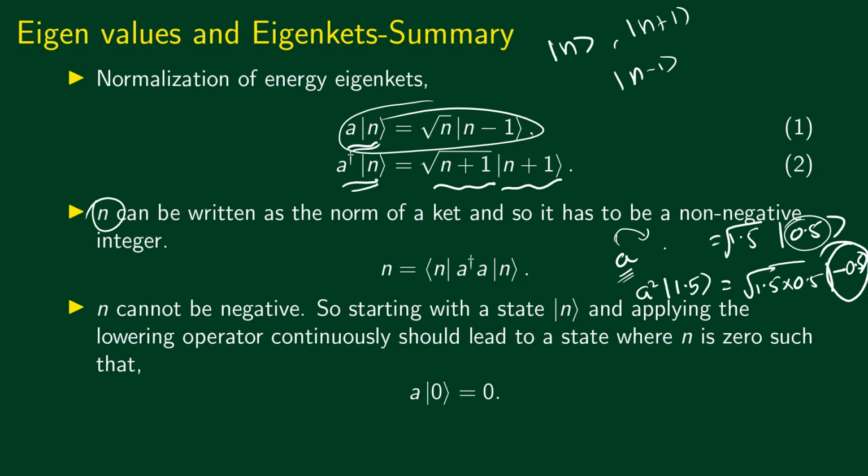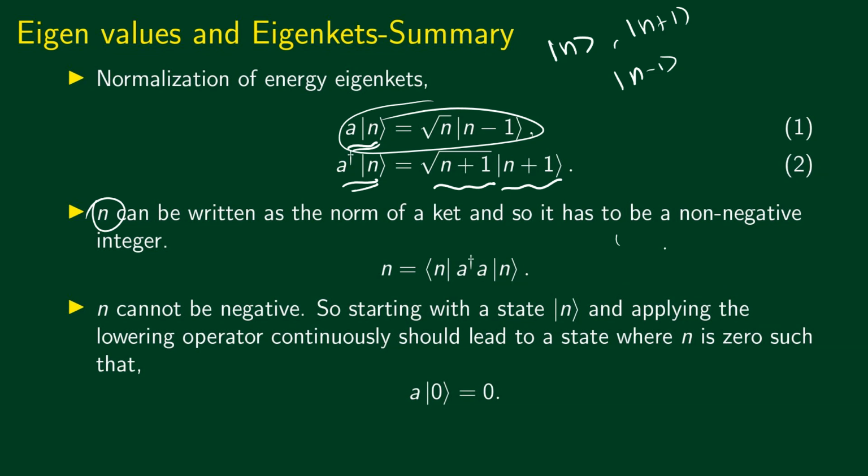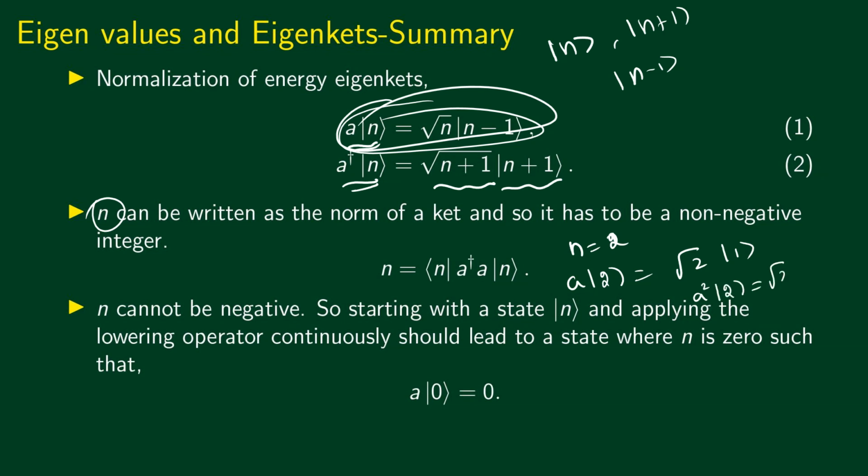However, if we start with an integer value for n, then applying the annihilation operator successively to it will take us to a state corresponding to n equal to 0. For example, suppose we start with n equal to 2. Applying the annihilation operator once to this state, according to this relation, this becomes square root of 2 multiplied by ket 1. We can apply the annihilation operator again. a squared acting on ket 2 would be equal to square root of 2 square root of 1 multiplying ket 0. So we have reached a state corresponding to n equal to 0.